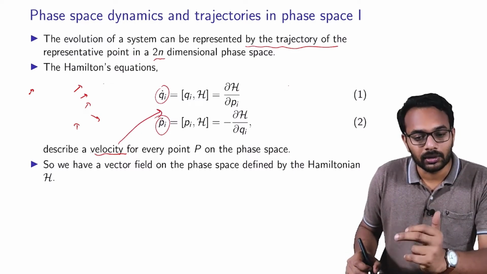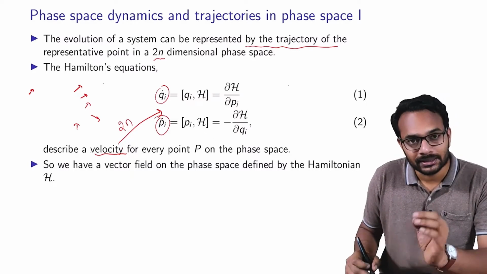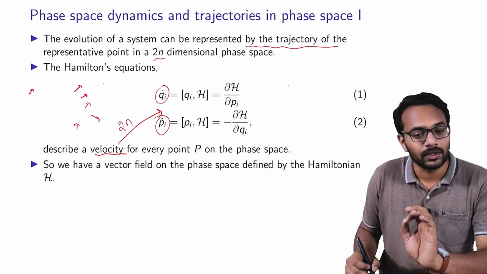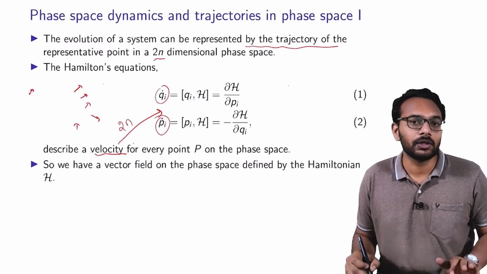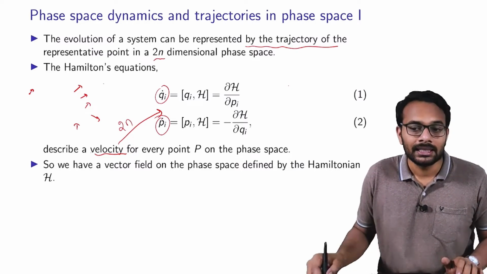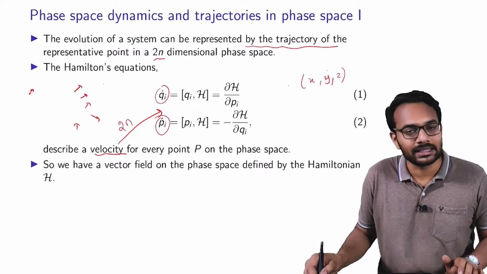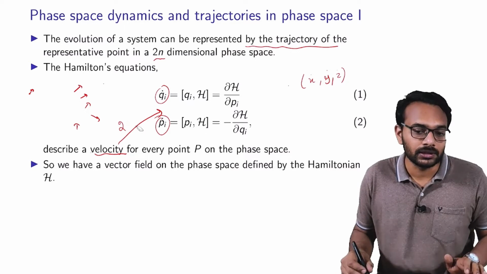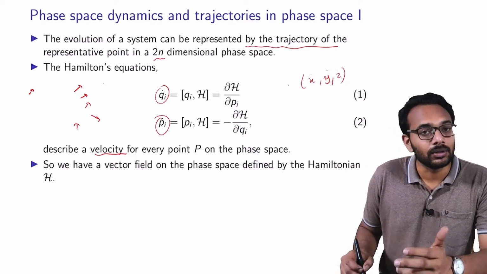We are talking about actually 2n components. We are talking about velocity in phase space. Remember, it's not the usual velocity, it's a velocity in phase space. And what are the components of this velocity? The components are q dot and p dot, just like the components of velocity in real space are x dot, y dot and z dot. In the same way, the components of velocity in phase space are qi dot and pi dot.